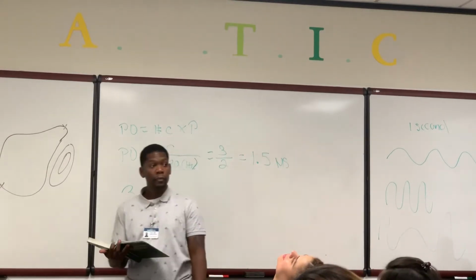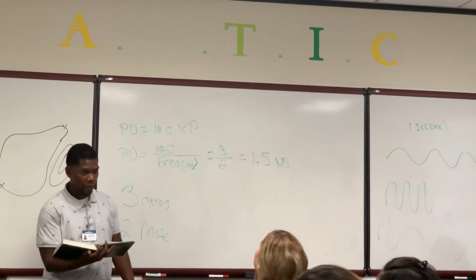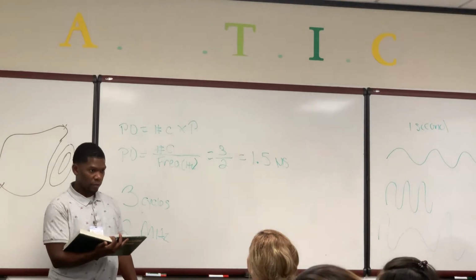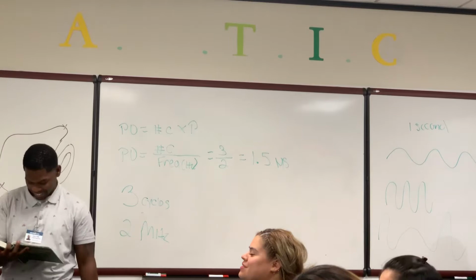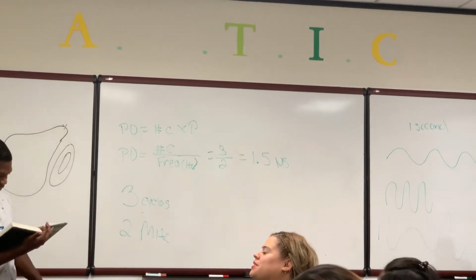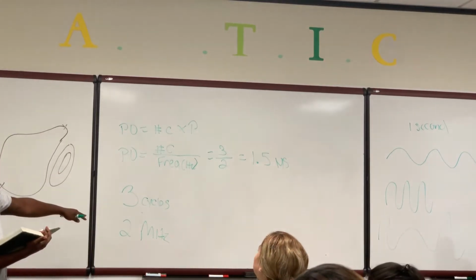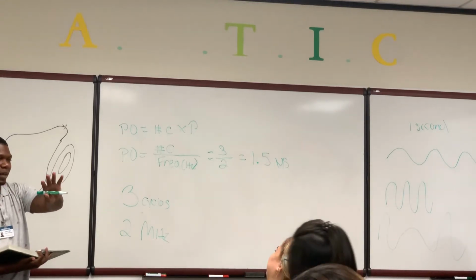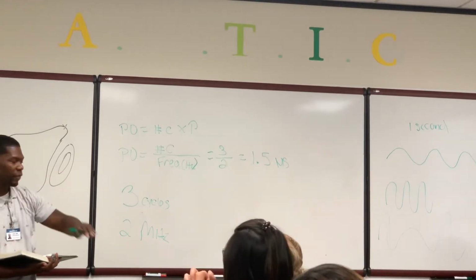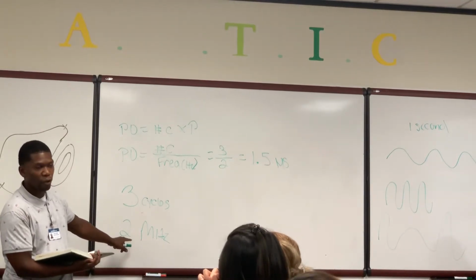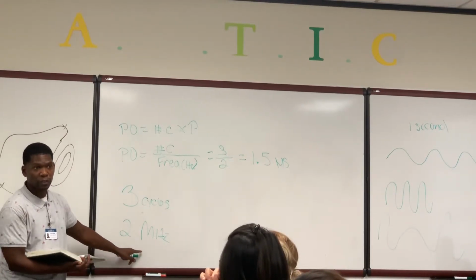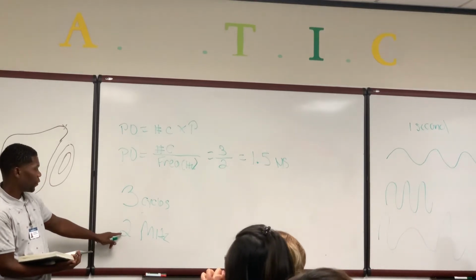2 over 3. Reciprocal of 1.5, it's gonna be 0.33. Our transducer is 2 megahertz. I'm sorry, I don't want the reciprocal of the 1.5. I need the reciprocal of the megahertz. 1 over 2, right? The reciprocal of the megahertz will be 1 over 2.